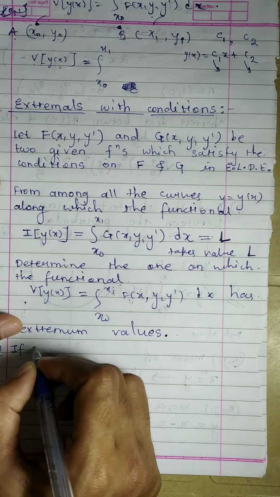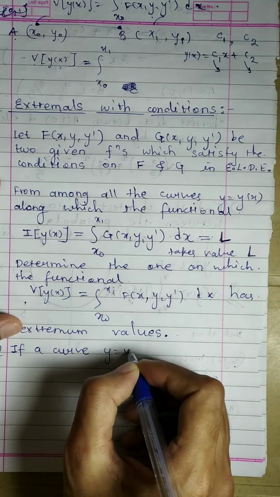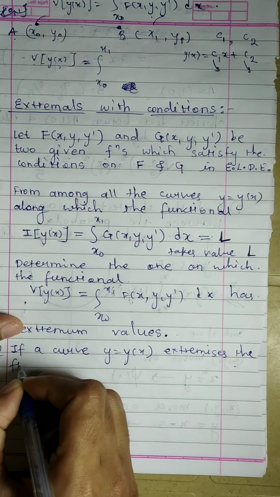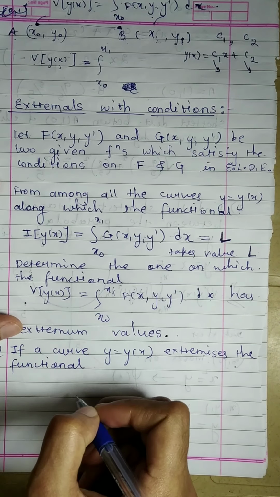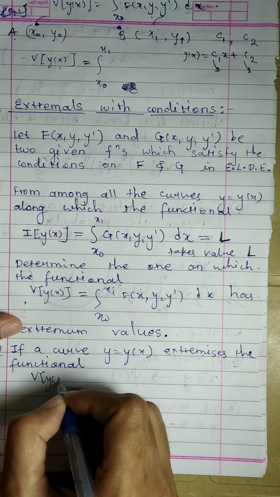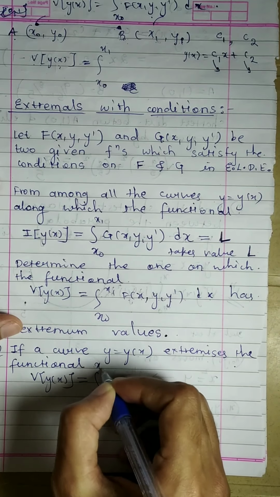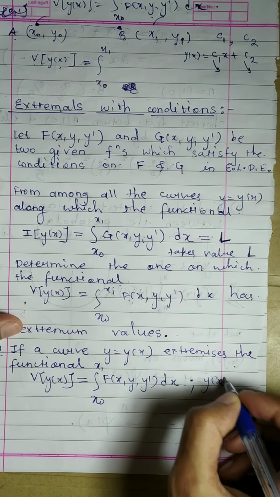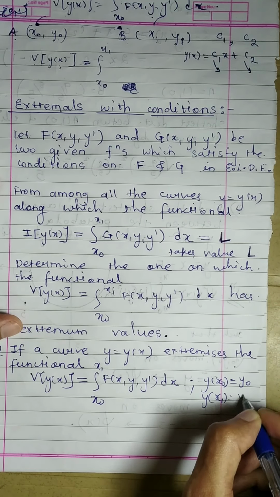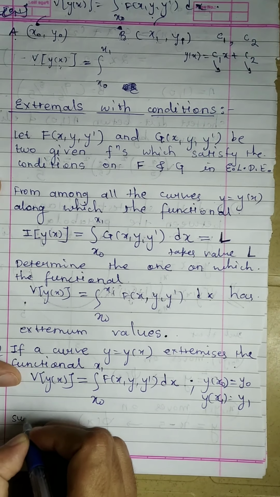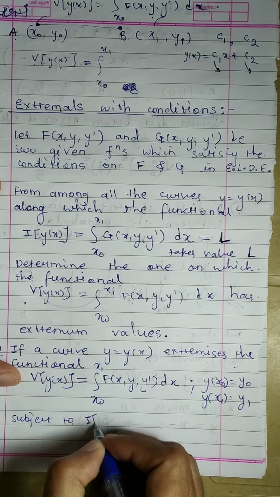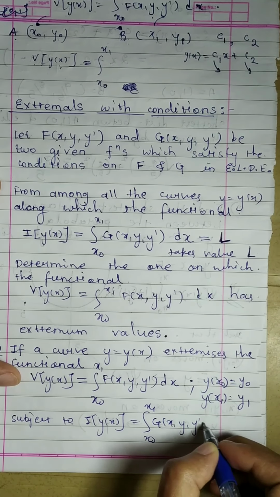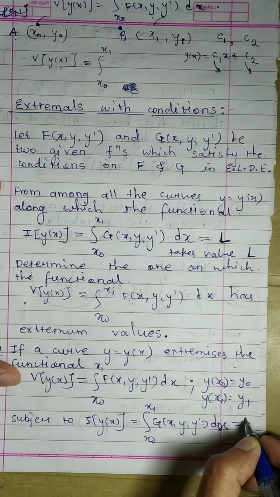So let us state the theorem. If a curve y equal to y of x extremizes the functional J[y(x)] equal to integral from x0 to x1 of F(x, y, y') dx, such that y at x0 is y0 and y at x1 is y1, subject to I[y(x)] equal to integral from x0 to x1 of G(x, y, y') dx is equal to L.